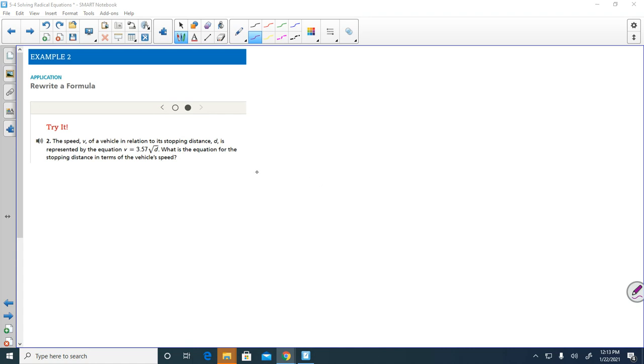Now if we look at example 2, it asks us to rewrite a formula. So we'll be working with formulas, and especially in your science classes, you'll find that whenever you're given a formula, sometimes you need to solve for the other variable that's in the formula. So sometimes you need to rearrange the formula, which is what they're asking for here. So let's read the problem.